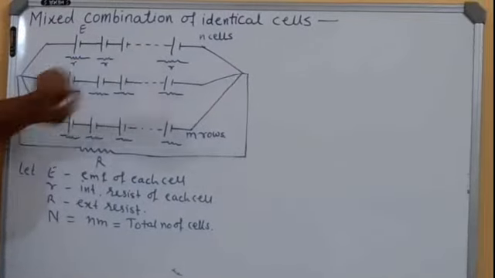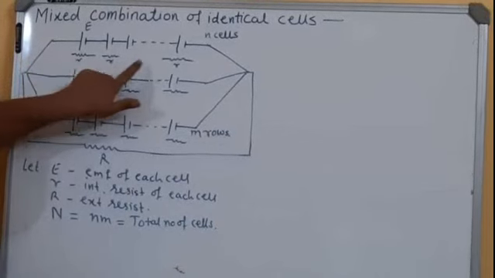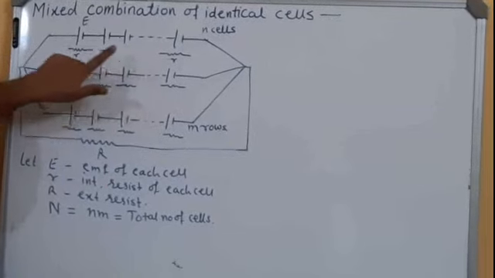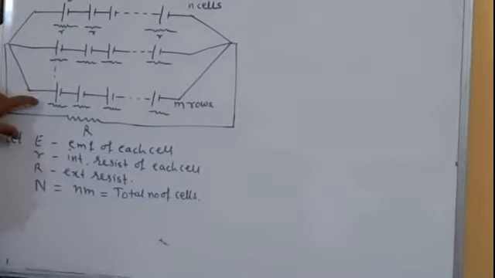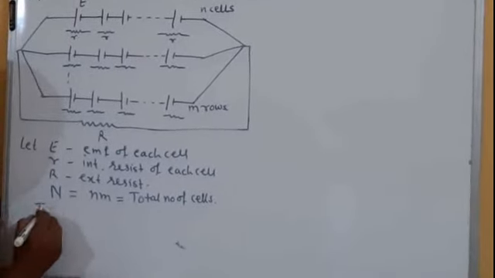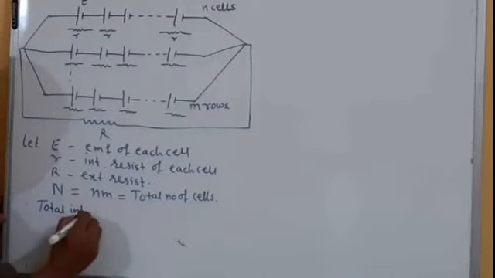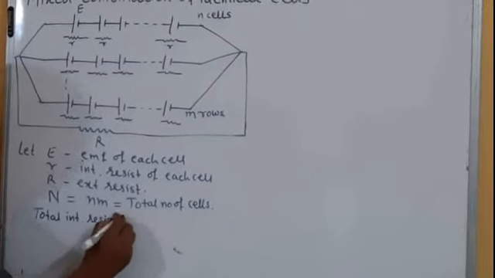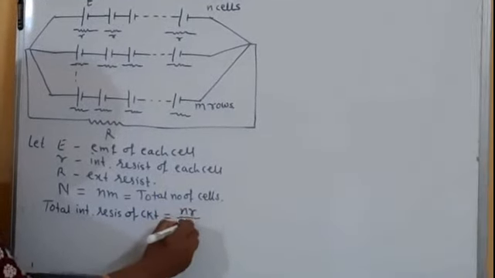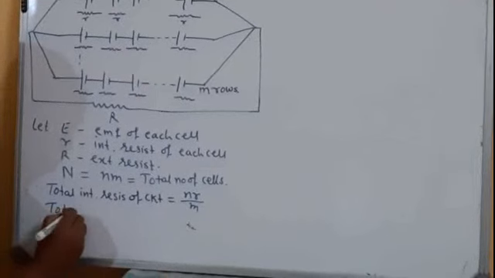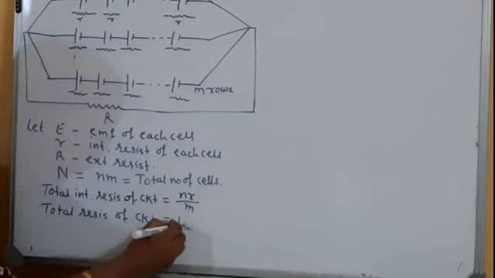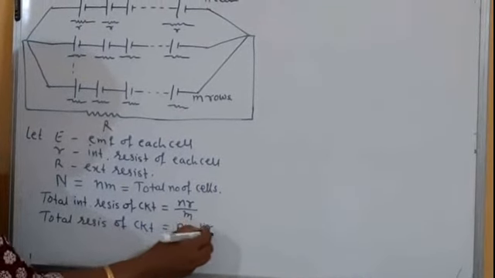Now n cells are connected in series. So what is the effective resistance of series combination? r plus r plus r, so nr. And nr, m times in parallel it is connected. So what is the total internal resistance? So we will write total internal resistance of circuit, it is equal to nr by m. Then total resistance of circuit, so it is capital R plus nr by m.